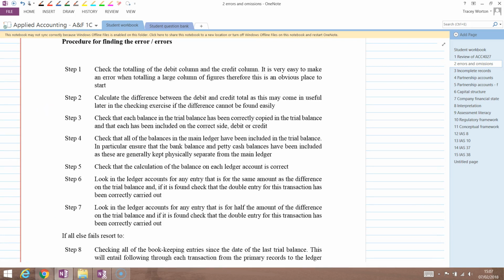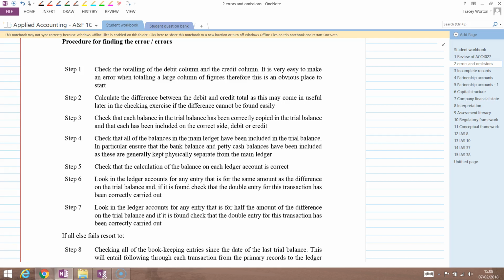So first of all, check the totaling of the debit column and the credit column on the trial balance. Secondly, calculate the difference between the total debits and the total credits. It might become useful later on if you have difficulty finding the error that was made. You could then, step 3, check each balance in the trial balance that it's been correctly copied into the trial balance on the correct side, debit or credit.